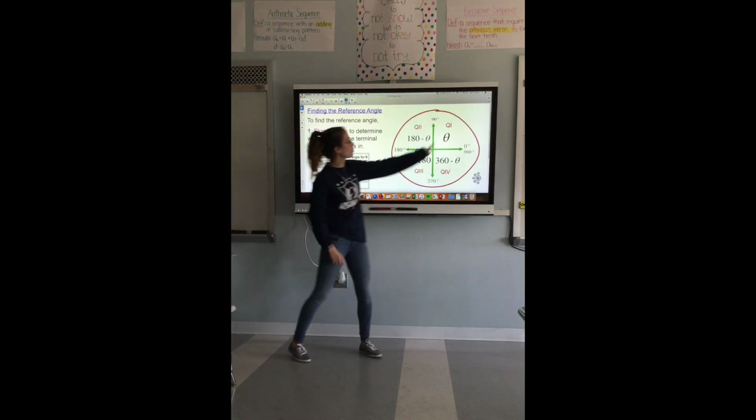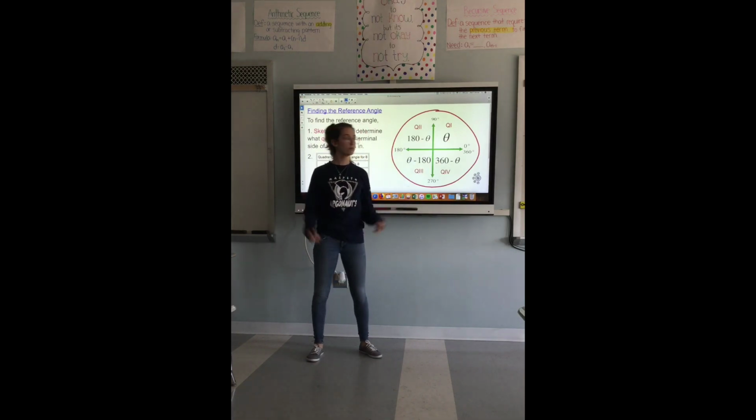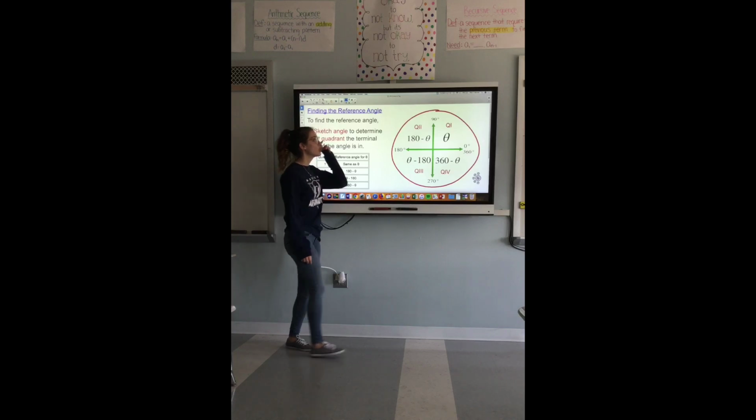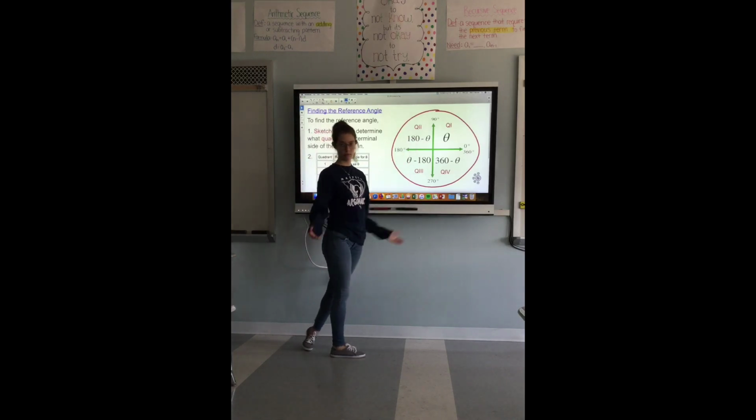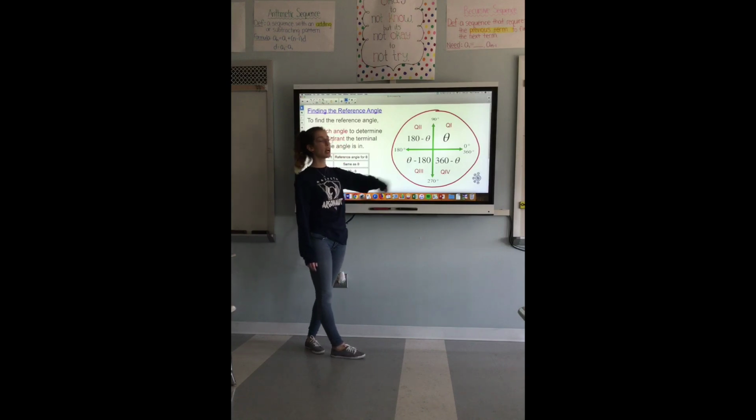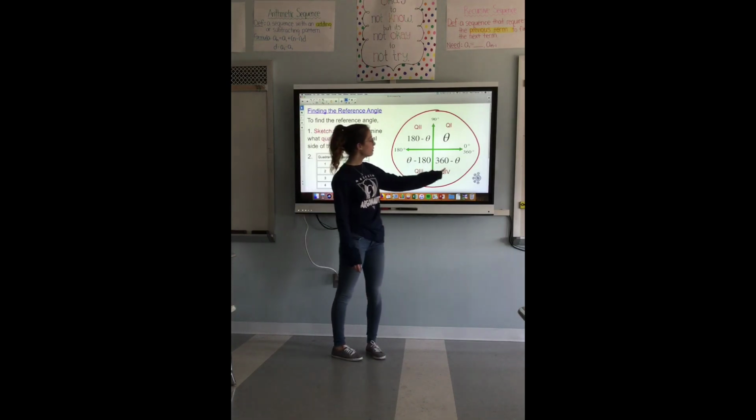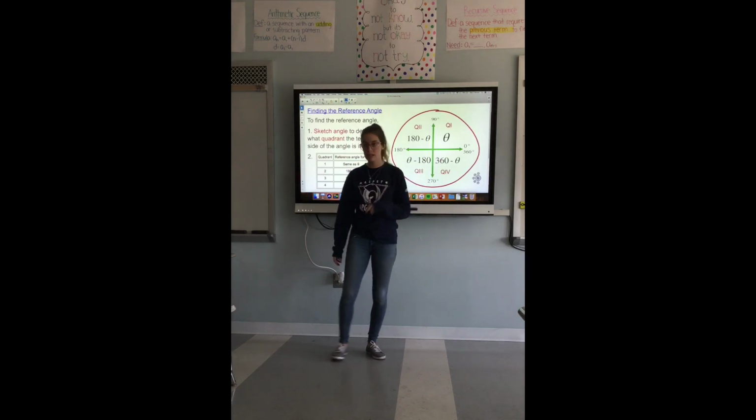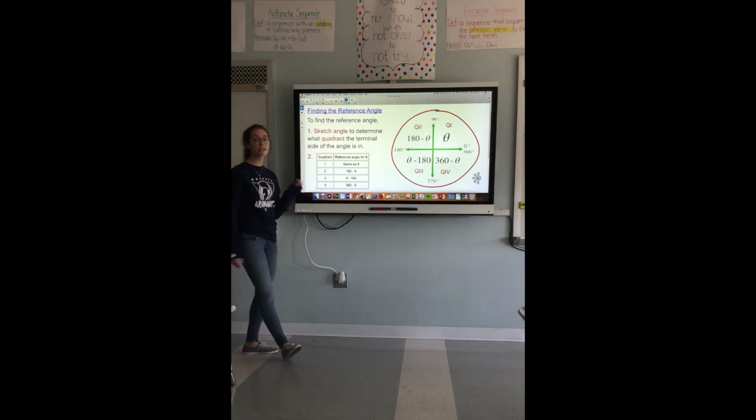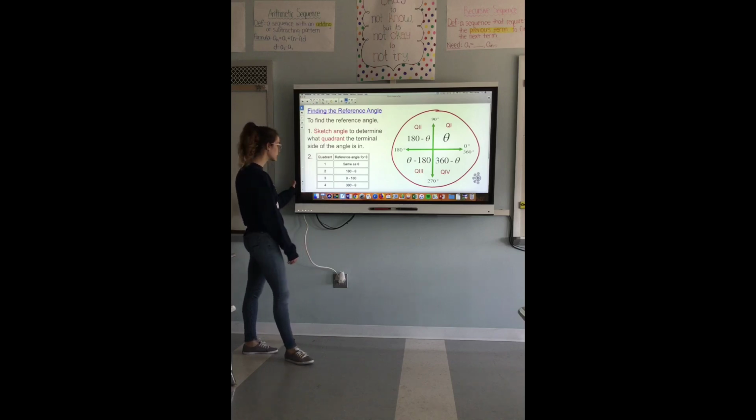So if you're in quadrant 1, the reference angle is your angle. If you're in quadrant 2, to find the reference angle, you do 180 minus whatever your angle is. If you're in quadrant 3, you take your angle and subtract 180. And if you're in quadrant 4, you do 360 minus whatever your angle is. So if you need to pause the video, pause it to copy that down. It's very important.